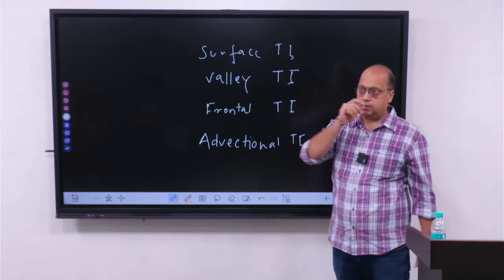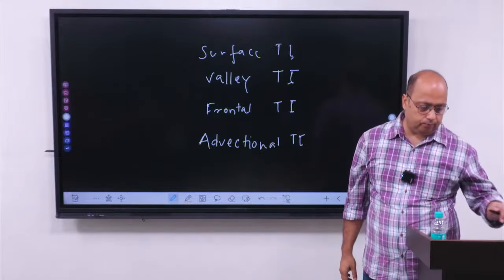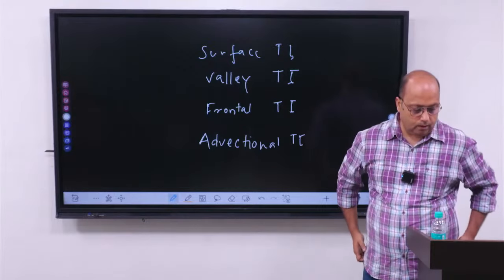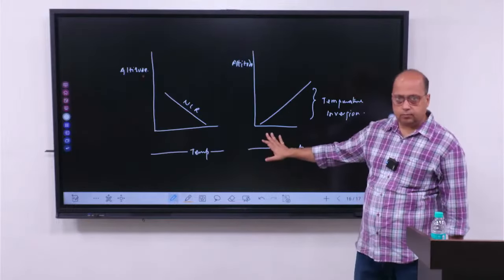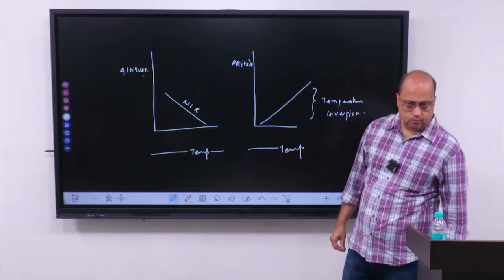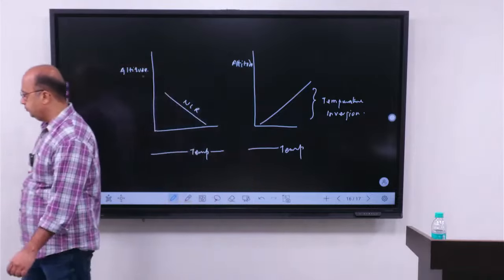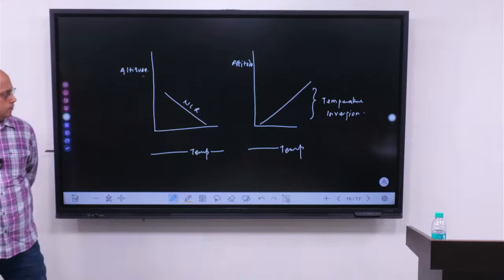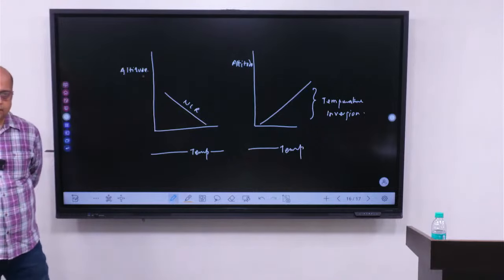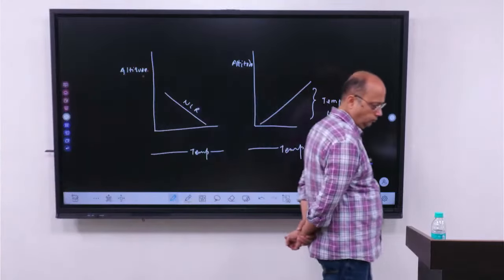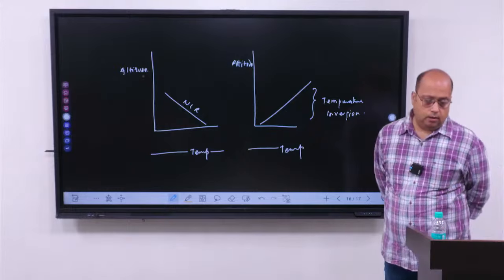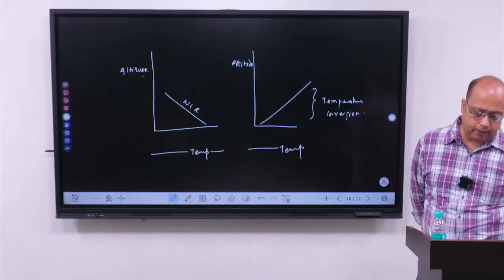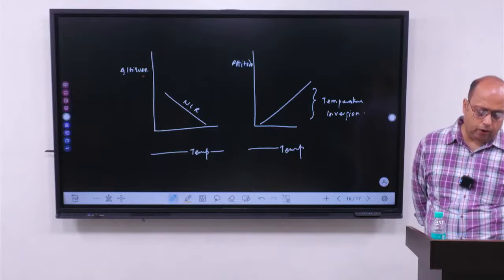So write surface temperature inversion. Draw this diagram, you draw it. Done? So write, surface temperature inversion is formed in winters in following atmospheric conditions.